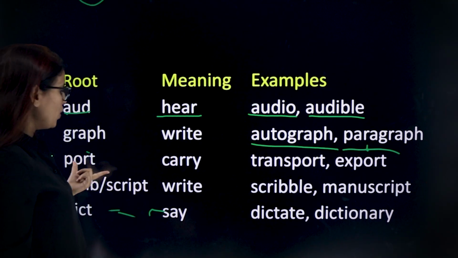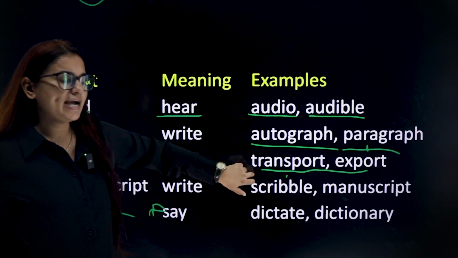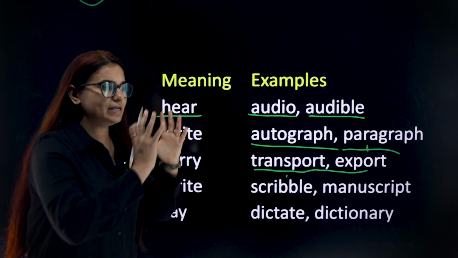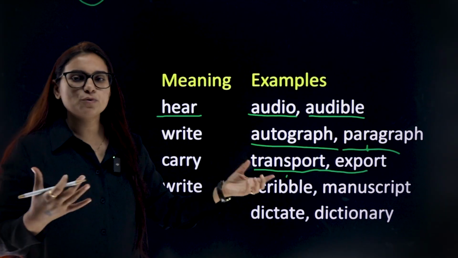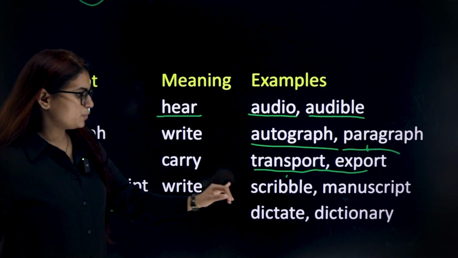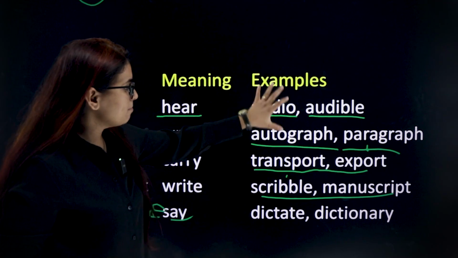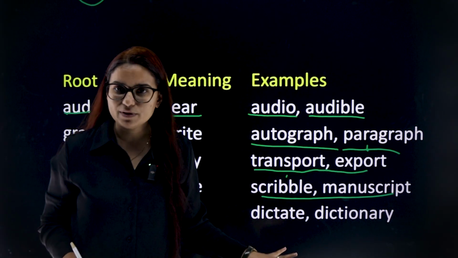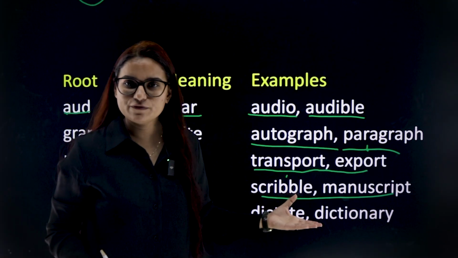Then you have port, we have transport and export. Export and transport, right? Exporting something means taking it outside. Importing something, getting it inside. Transport means carrying something. Then we have scrib or script, we have scribble, and we have manuscript. If you want the meaning of these words with their proper division, you can write us an email, learnwithsamanash@gmail.com. We'll give you a proper PDF for these.